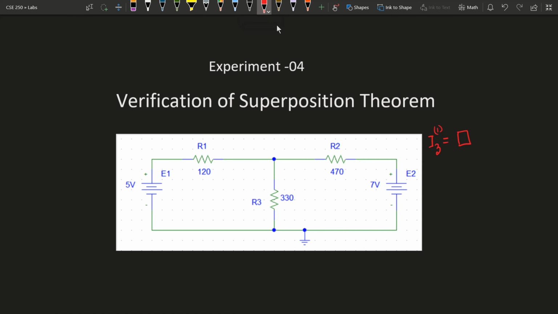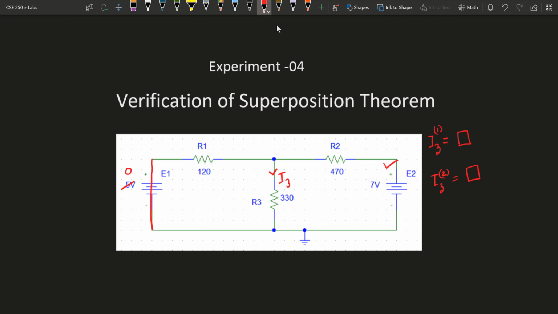Next, we will do the same for the second source, which is E2. We'll keep this alive and we'll kill the first source E1, make it 0. So this whole thing becomes a single wire since it's 0 volt, so no voltage difference. And we will measure I3 again flowing through R3. And now let's say we get I32, which is another value.